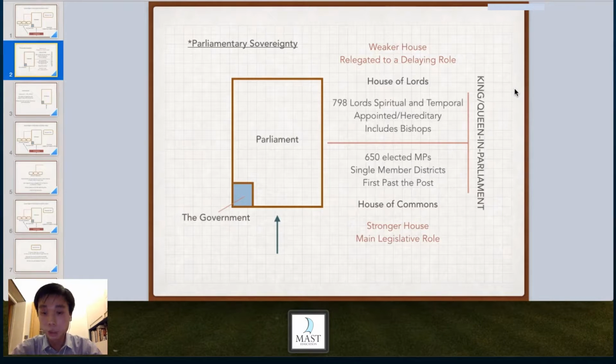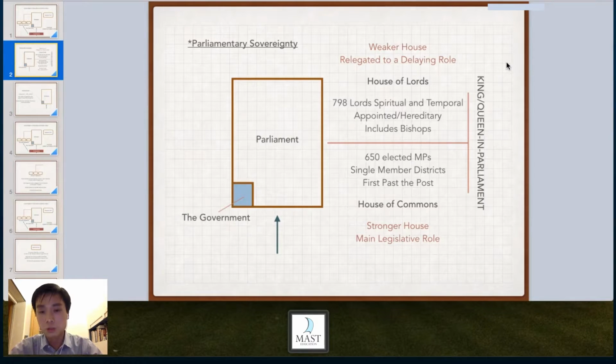The House of Lords is the weaker house, and because of various historical reasons, and a trend towards democracy, it has been relegated to a delaying role. And so in most cases, the House of Lords can only delay legislation by up to 1 year. And so it plays more of a role of saying, stop, let's wait and think about this, instead of stopping legislation altogether.